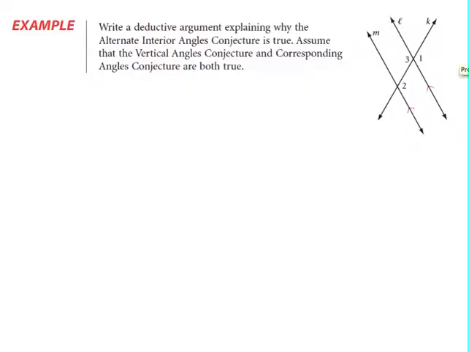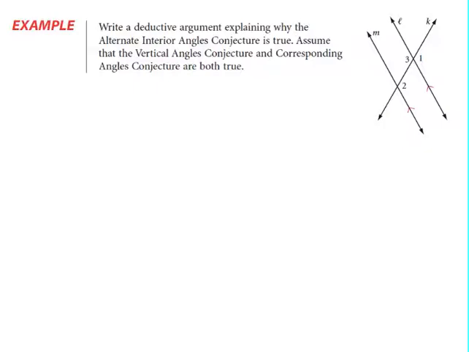Let's go back. It says write a deductive argument. So deductive means we're going to probably use some numbers, some algebraic ideas here. Okay, explaining why the alternate interior angles conjecture is true. Assume that the vertical angles conjecture and corresponding angles conjecture are both true. So let's think about that.